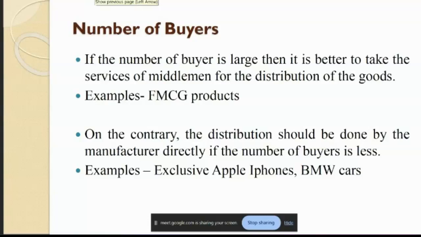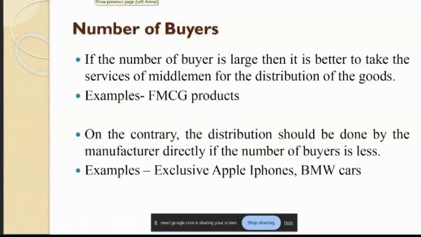So it is always better to tick the box on all the channel distribution. Try to sell it online also, try to sell it from your own store also, try to sell it through middlemen also, like the distributor and retailer. Use all those platforms, because then there is every possibility to reach out to the people, right?